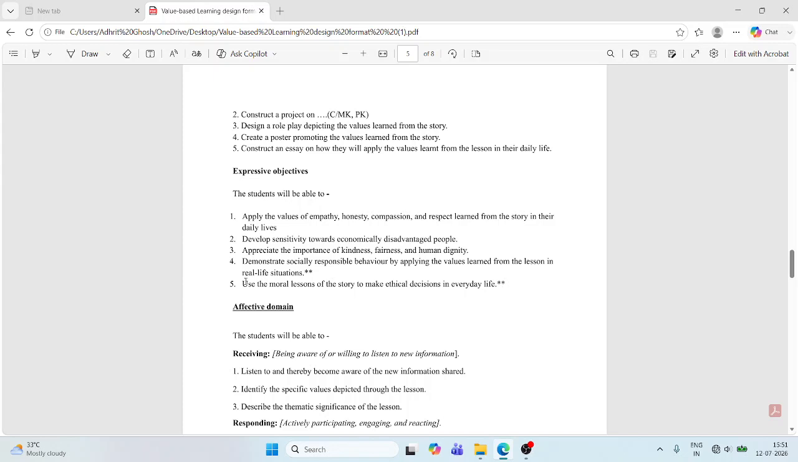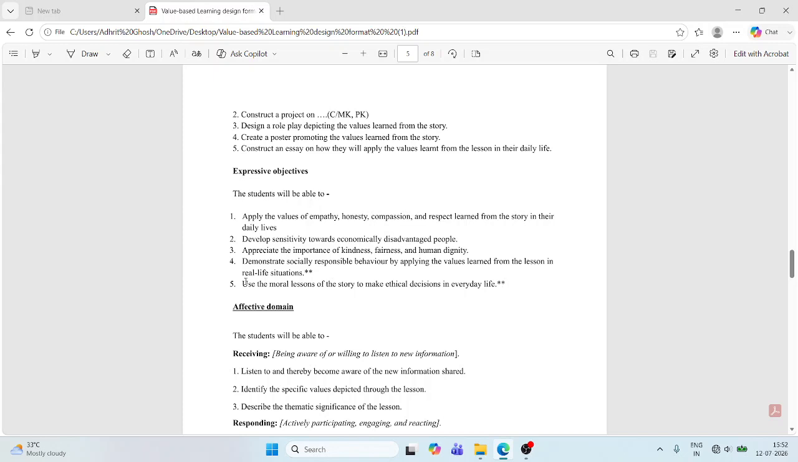So here we are depicting, for example, apply the values of empathy, honesty, compassion, and respect learned from the story in their own lives, or develop a sensitivity towards economically disadvantaged people. I'm just giving certain examples. Appreciate the importance of kindness, fairness, and human dignity, demonstrate socially responsible behavior by applying the values learned from the lesson in real life situations, or use moral lessons from the story to make ethical decisions in everyday life. These I have starred because I have used them again later on in the affective domain part.